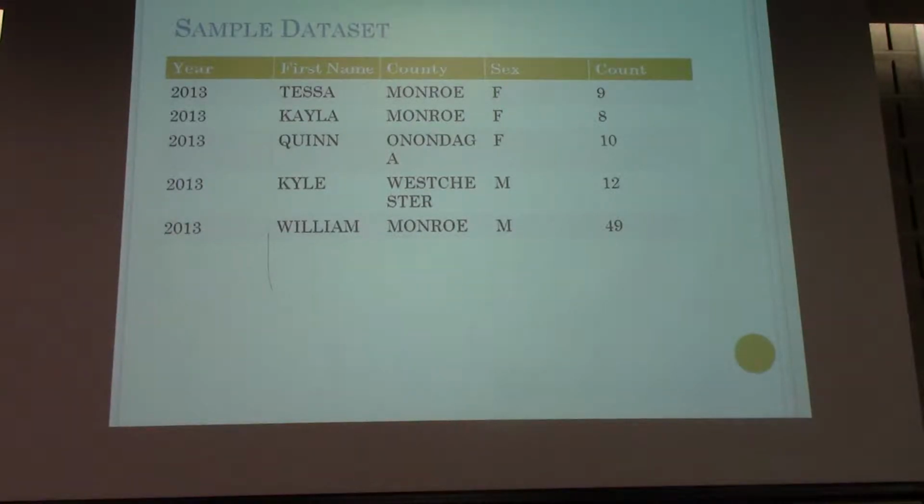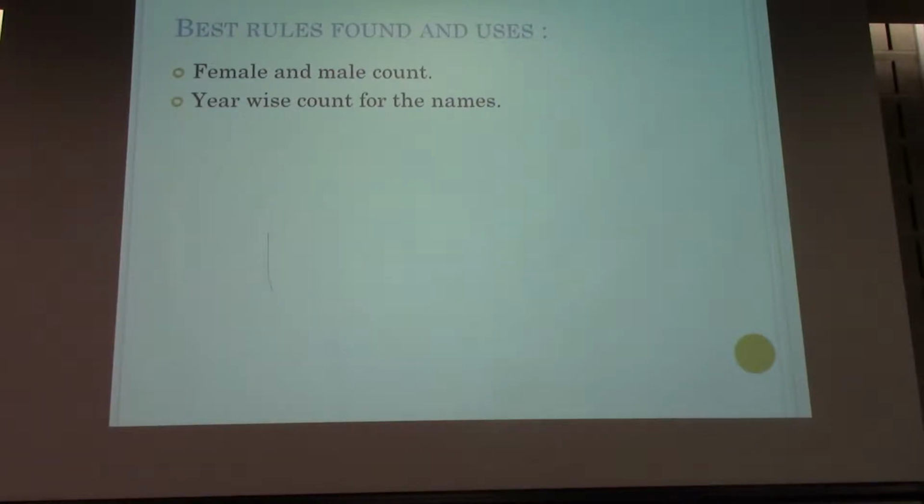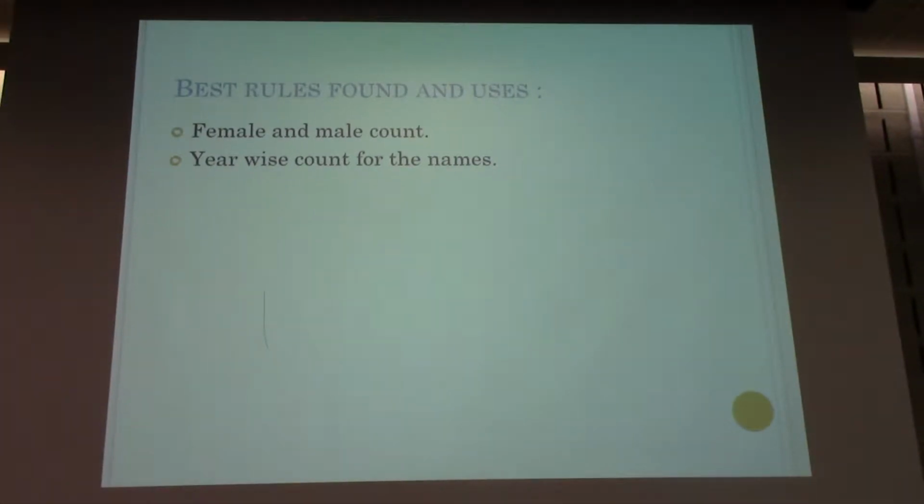So this data set would give association rules, and upon those rules we can improve our uniqueness search on the particular data set. So this is a sample data set I have. On that I have year and count as numeric attributes. Upon converting these numeric attributes into nominal attributes, the interesting rules I found are the male and female count and the year-wise count for the names, and it took less time than scanning the whole database and finding the rules.